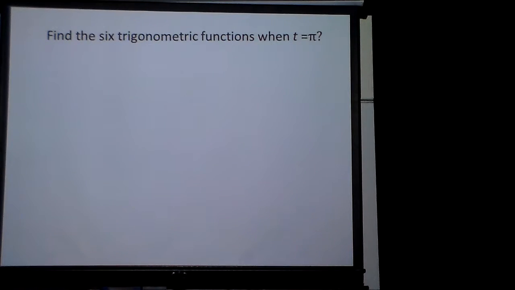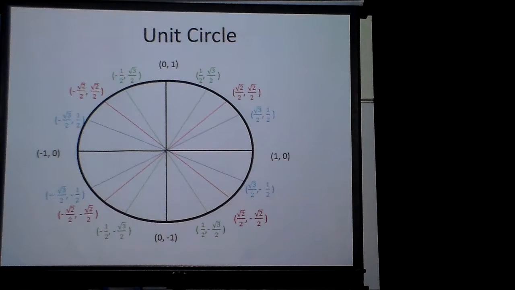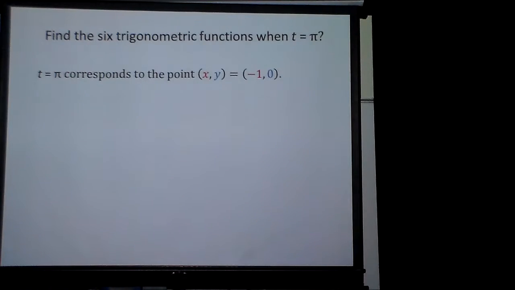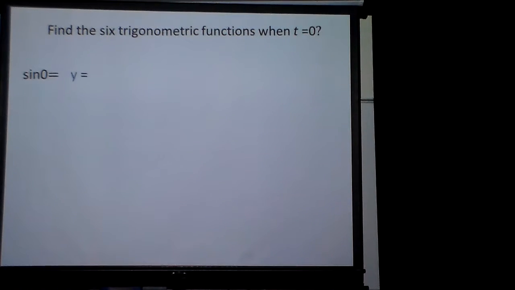Now let's take the same thing and let's do it with pi. Where's pi at? Pi is right there, so my point will be negative 1, 0. All right? So I'm going to go over here. X is negative 1. Y is 0. So sine, y, is 0. Cosine, x, is negative 1. Tangent's going to still be 0 over negative 1, which is 0.